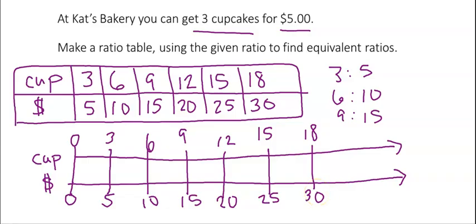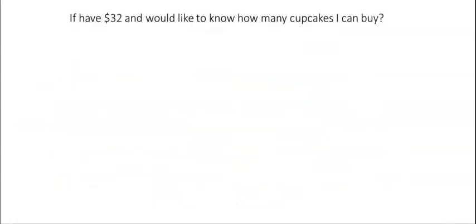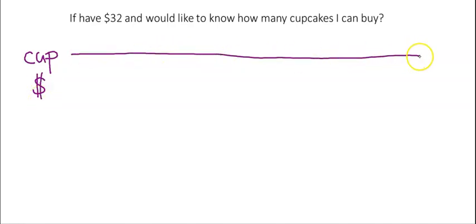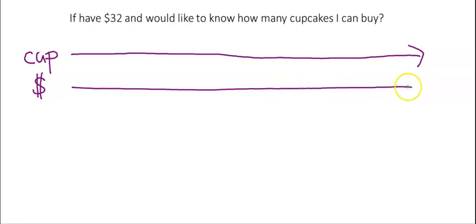So that's my double number line. And notice that my cupcakes are on the top line and my dollars are on the bottom line. And the lines that go vertically are representing the equivalent ratios. All right, with that double number line then, if I had $32, I would like to know how many cupcakes I could buy. So going back, I had my cupcakes and I had my dollars and my double number line. And I want to know, well, if I had $32, how many cupcakes would I be able to buy?